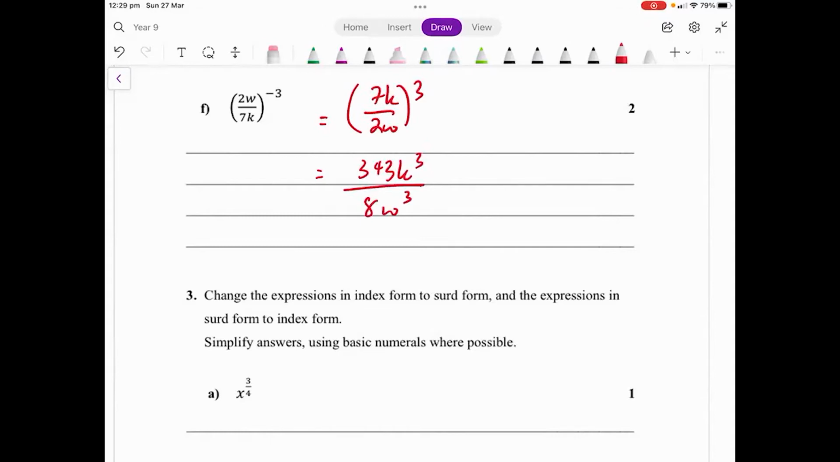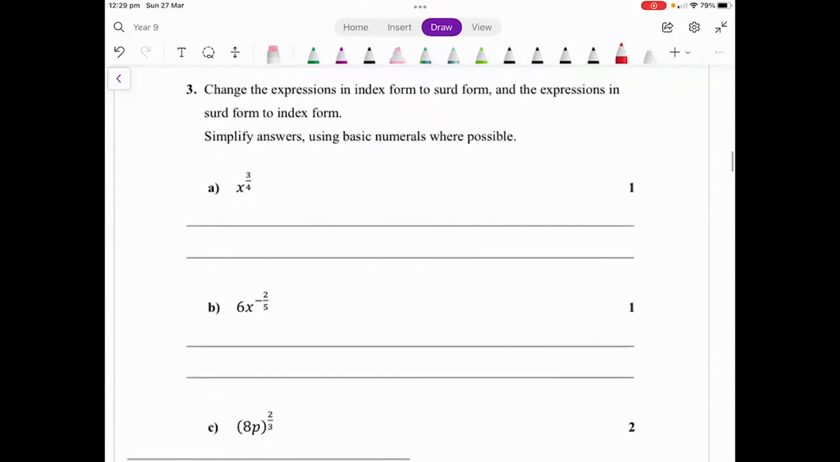Question 3 gives us fractional indices. So you can see the denominator is 4, that means it's the fourth root, and the numerator is 3, that means the power is 3. So it's the fourth root of x cubed.